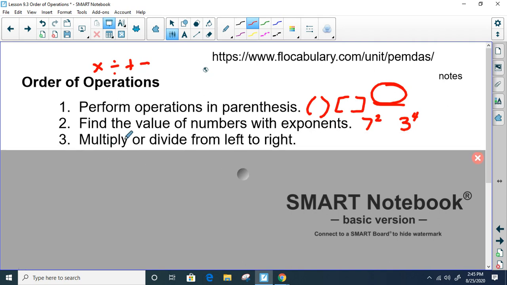Third, we multiply or divide from left to right. This is super important. This left to right here means that whichever comes first. So if we have 9 times 3 divided by 2, it means that we would have to multiply first and then divide. But if we had 9 divided by 3 times 2, we would actually have to do this division before we multiplied. So we start at the left side of our problem and we move through the problem like that.